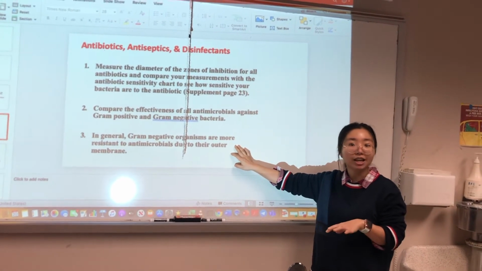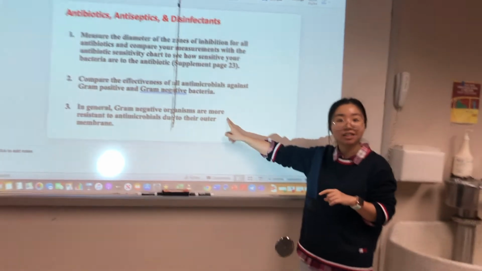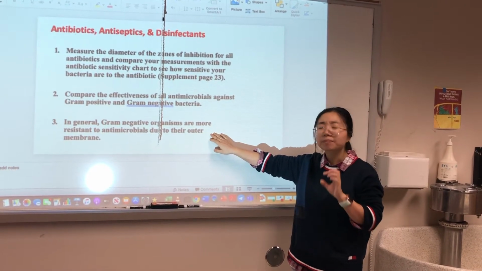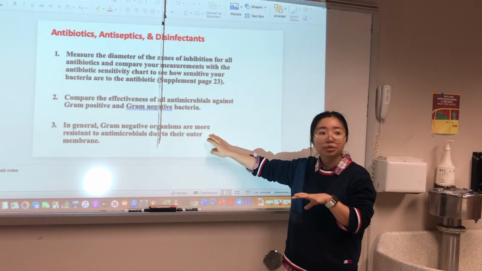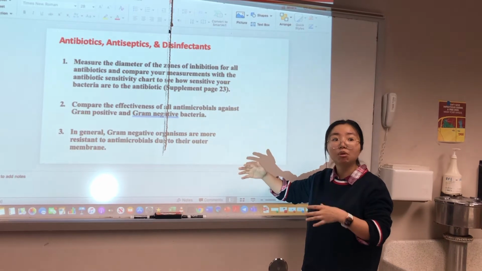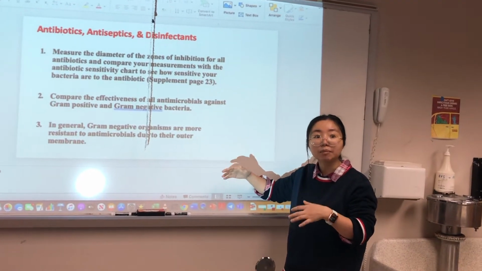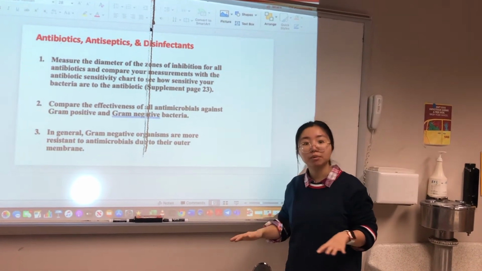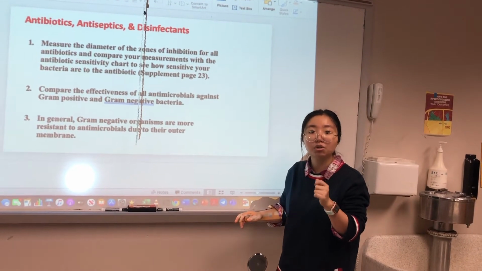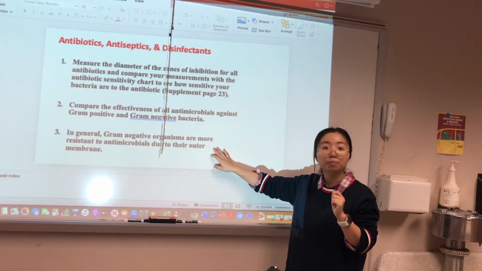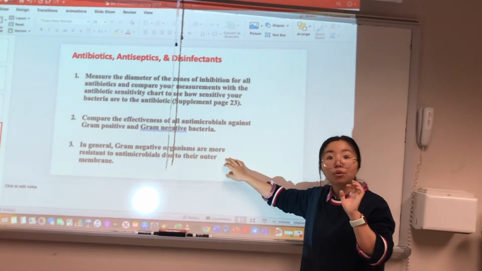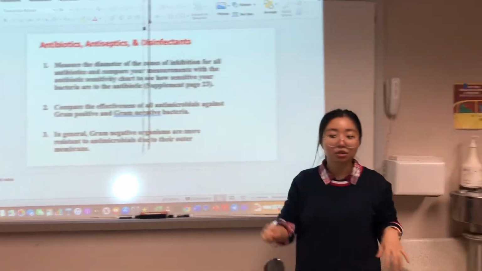And our TA has a tendency to ask these questions in our quiz. So please memorize it. In general, you also see the result. In general, gram-negative bacteria are more resistant to antibiotics than gram-positive bacteria due to their very complex cell wall structure. You could also go back to the slides to compare the complexity of gram-positive and gram-negative bacteria.